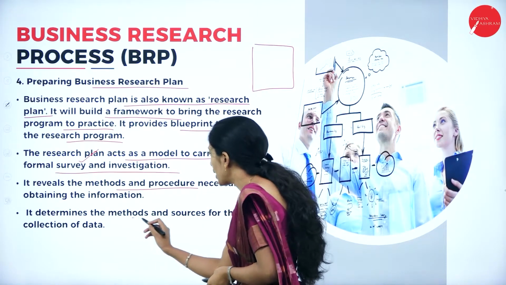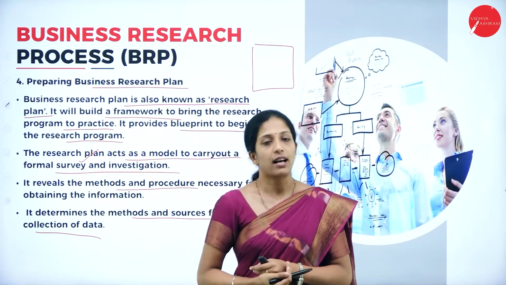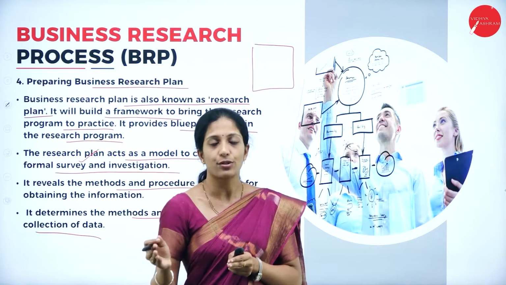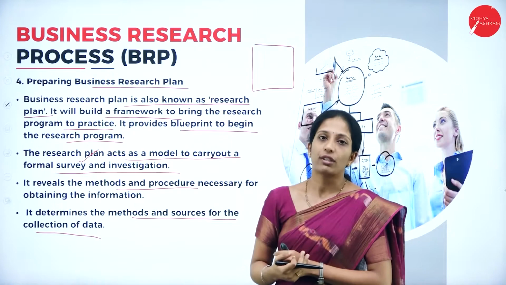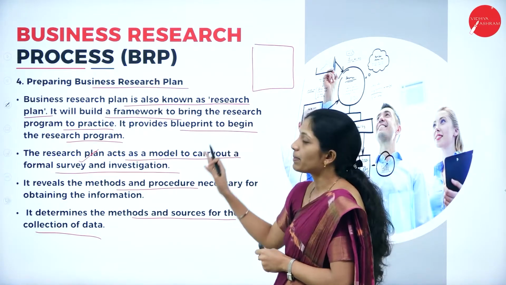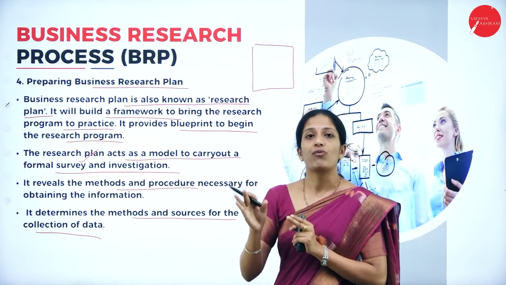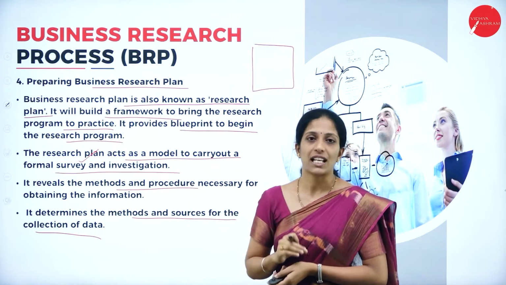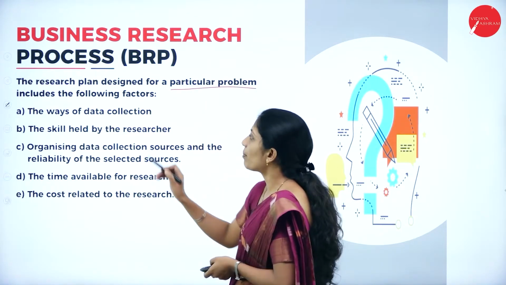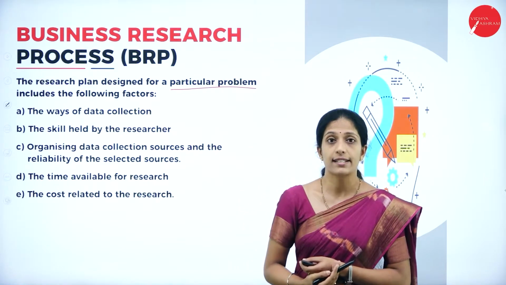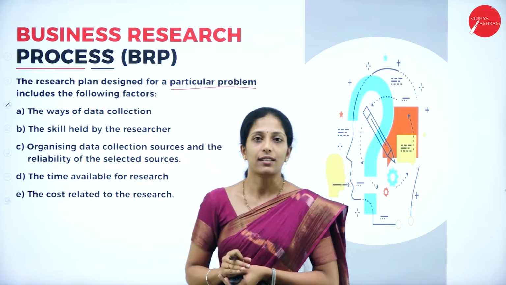Next, it determines the methods and sources for collection of data. There are various sources to collect the data. It may be primary sources or secondary sources, which you are going to learn in your next unit. That is how we are going to collect the data. So this is about business research plan. Here this business research plan gives a proper framework or blueprint for how the research activity has to be conducted. The research plan designed for a particular problem includes the following factors. Let us see how the business research plan helps the researcher to conduct the research.